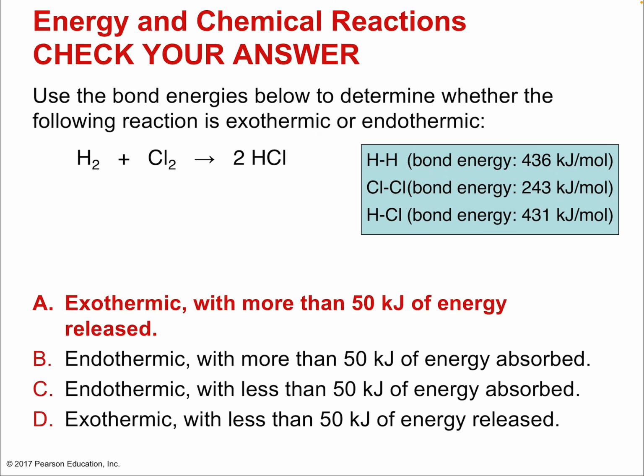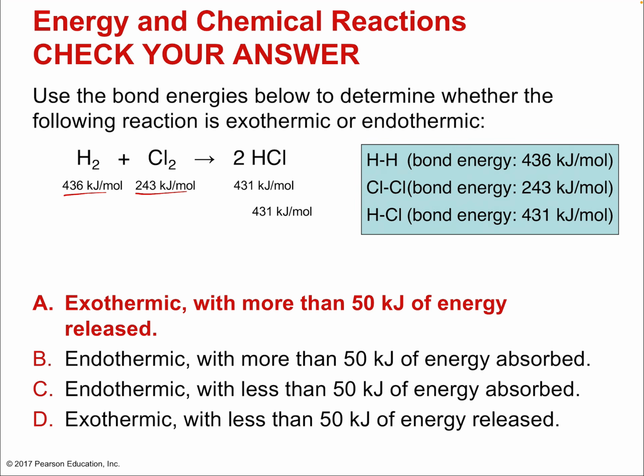Okay, so the correct answer is it's exothermic with more than 50 kilojoules of energy released. So there's quite a bit of energy released. How do we know that? Well, let's consider the bond energy. The bond energy for the diatomic hydrogen was 436. The bond energy for the diatomic chlorine gas was 243.